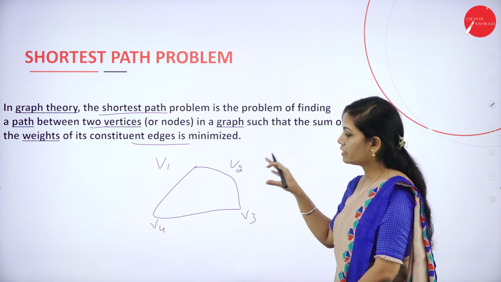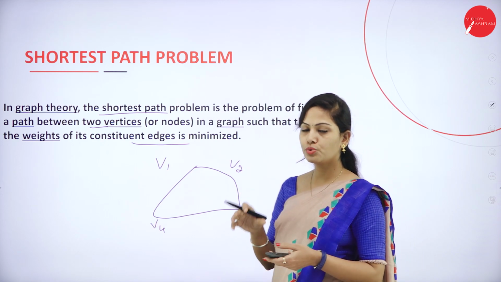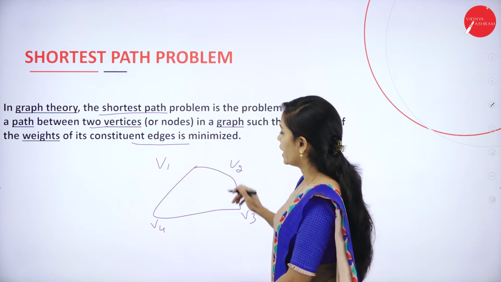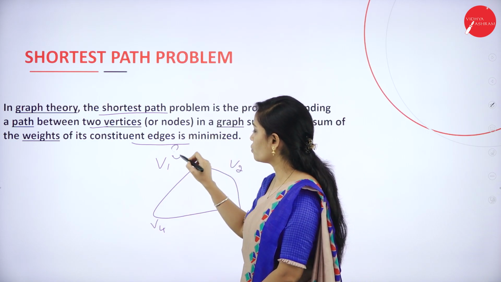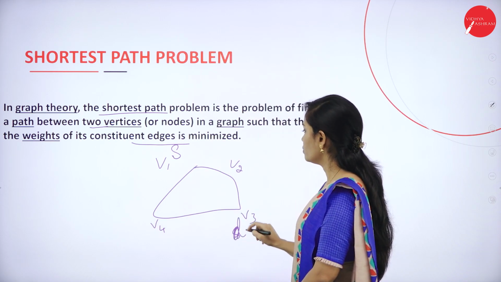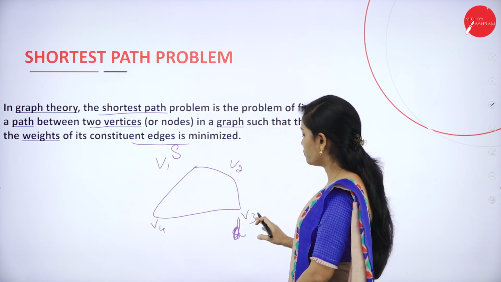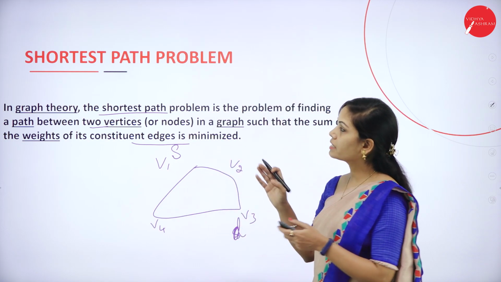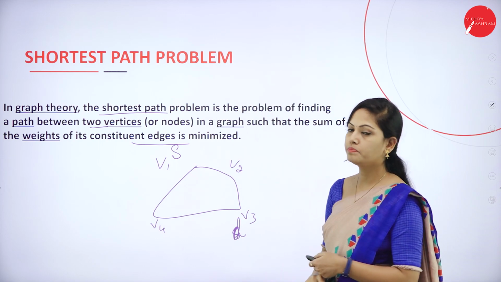So in the shortest path problem, we are choosing the shortest route from source to destination. Example, V1 is a source and V3 is my destination. So traveling from V1 to V3, we are finding the shortest route. Clear? This is called the shortest path problem.